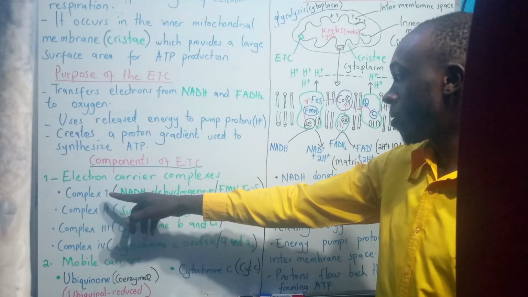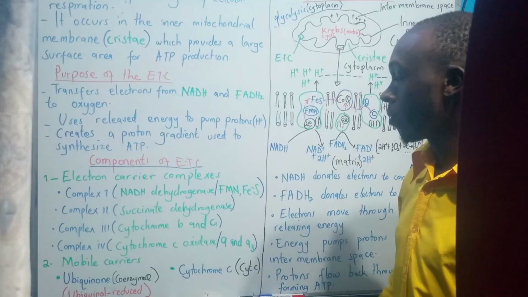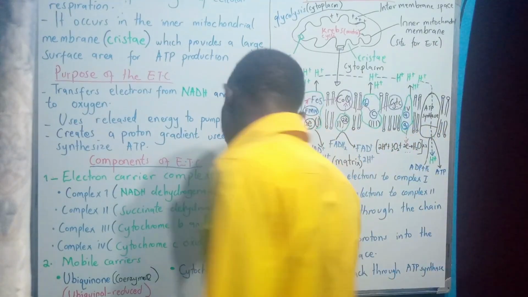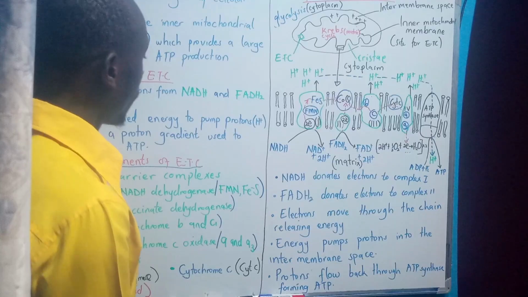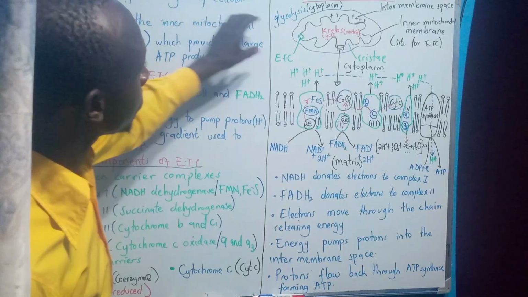The electron carrier complexes: complex 1, complex 2, complex 3, and complex 4. So let us look at the real process that is taking place. So this is our mitochondria.